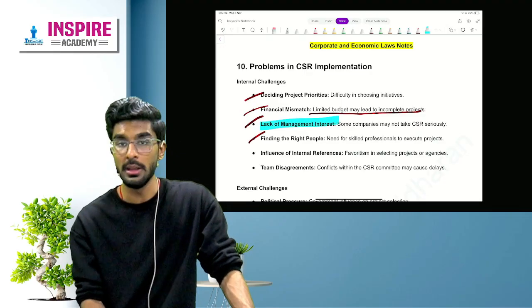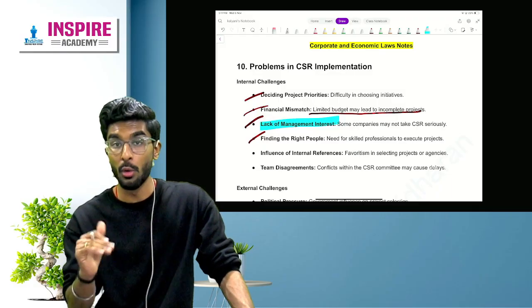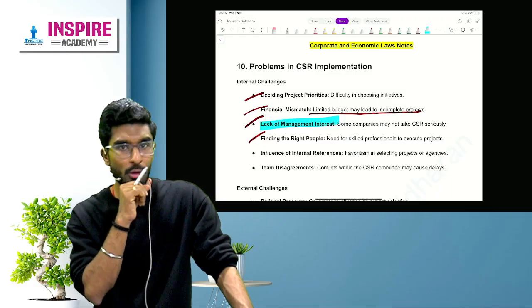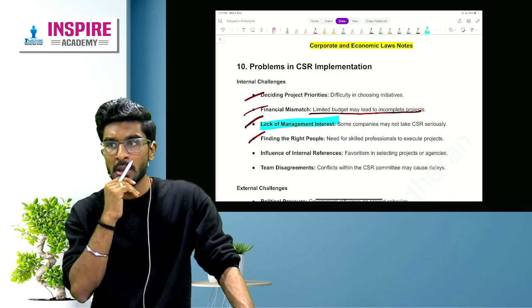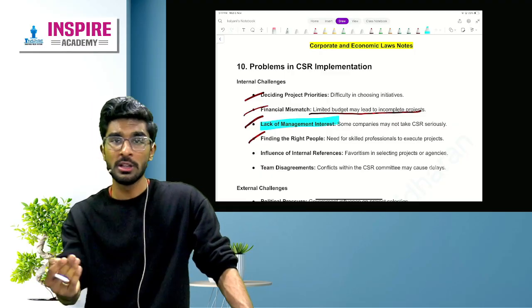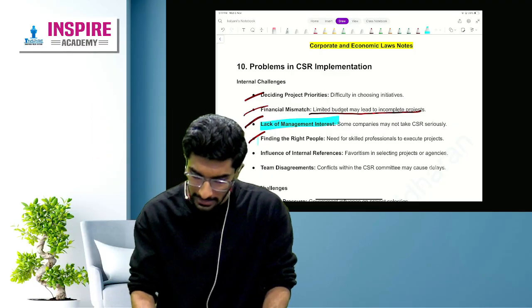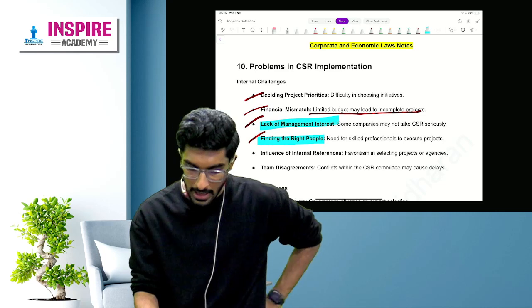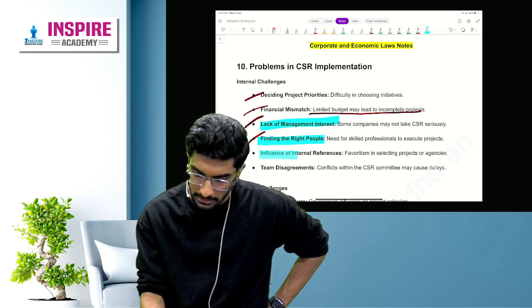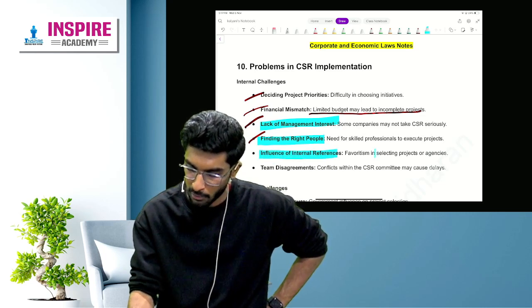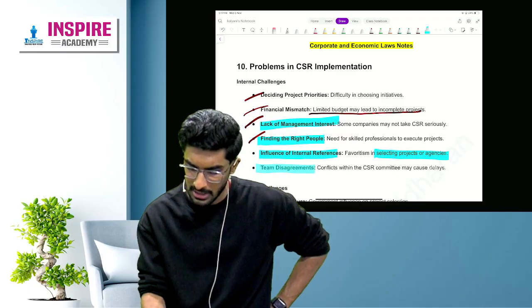If you are only interested in making money, your attention might never go towards society. Yes or no, people? And next is finding the right people is very, very difficult. And next is influence of internal references, favoritism in selecting projects or agencies. And next is team disagreements.